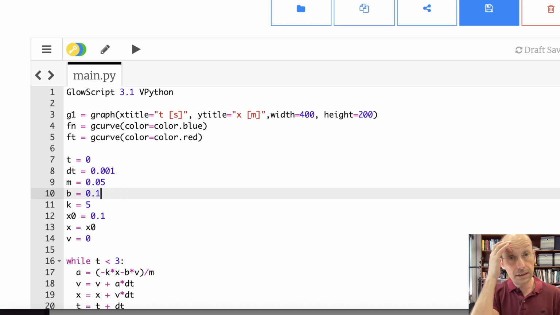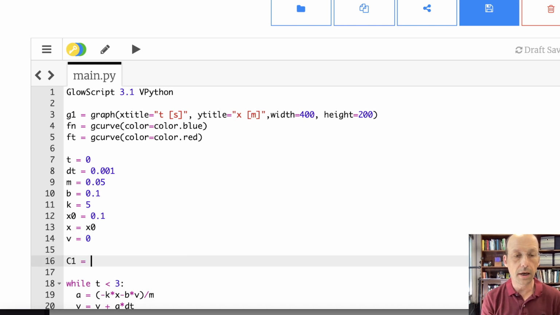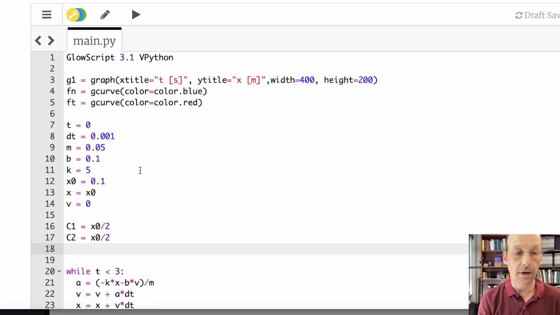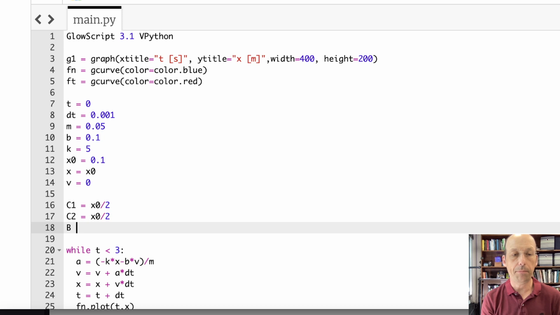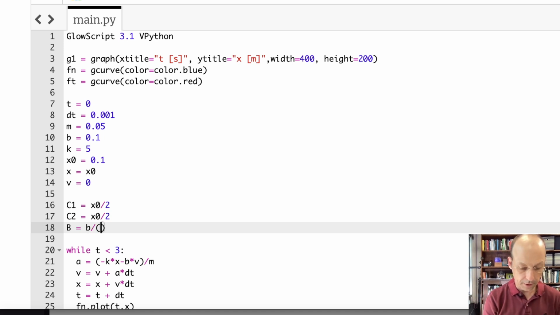Okay, so now we just need to calculate my other terms. So let's say this. C1 equals x0 over 2, and I'm not 100% sure about this. C2 equals x0 over 2. I need beta, right? Let's just call that capital B, and that's going to be equal to, what did I say beta was? It's b over 2m. Do you see now why we use 2m? Because that allows us to factor out that 2 out of the equation. It's not wrong to not put 2. It just makes the equation a lot simpler.